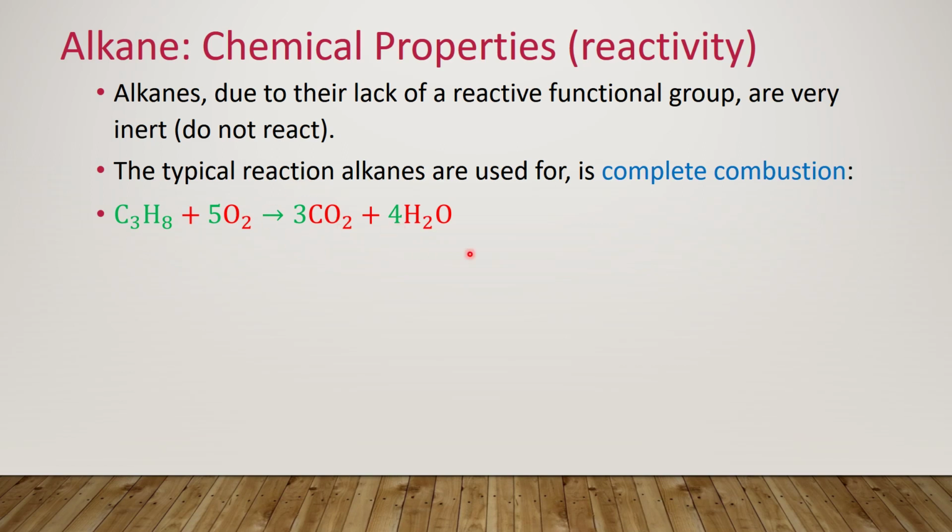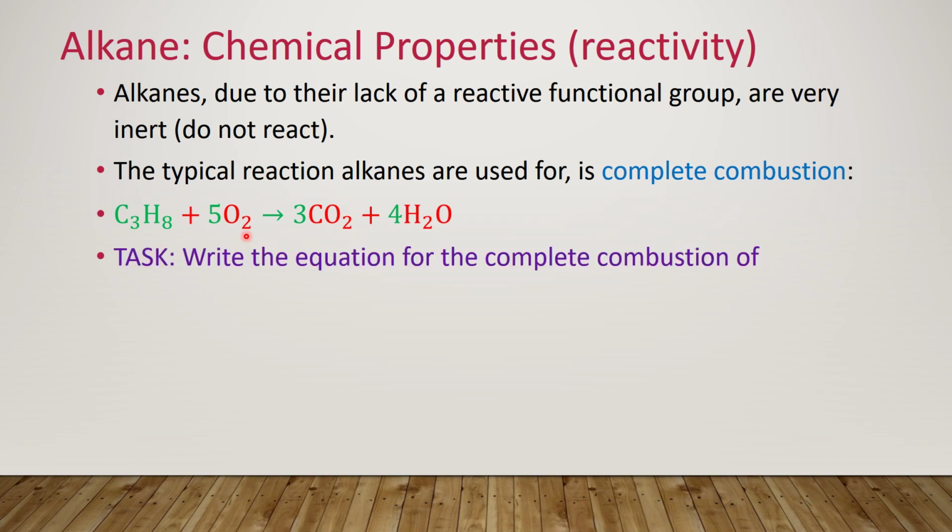And then we count up our total oxygen atoms on the right hand side. We have 3 times 2, so that's 6, plus 4 lots of water, oxygen. So we have overall 5 lots of 2 oxygens on the right hand side. So it's often easiest to balance for oxygen last with these equations.